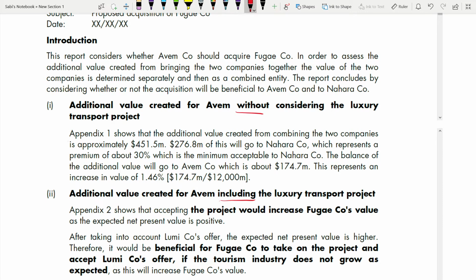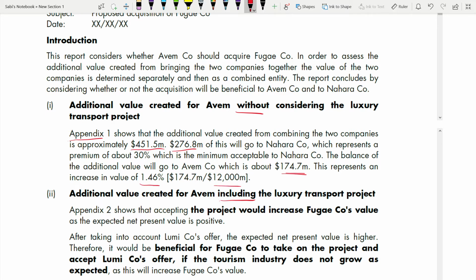Appendix 1 shows the additional value created from combining the two companies. It is approximately this. And out of this, this much went to whom? Nahara, which represents a premium of 30%, which is the minimum acceptable to Nahara. The balance of the additional value will go to Avem, which is about how much? This, 174.7. This represents an increase in value of this much.